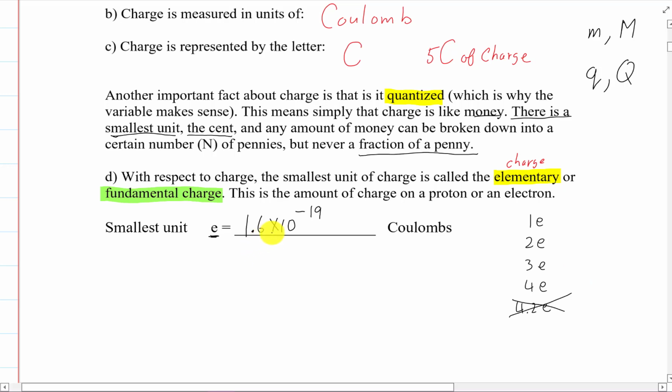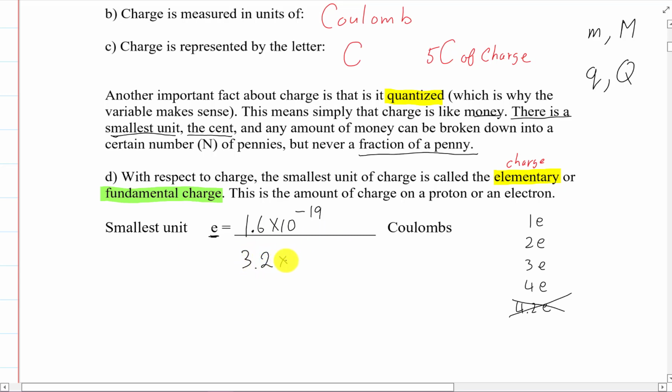So that means if the smallest charge that is available is 1.6 times 10 to the negative 19th, and that's not an if, that is the truth, what's the next smallest charge that is possible?